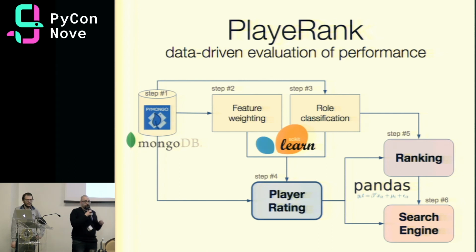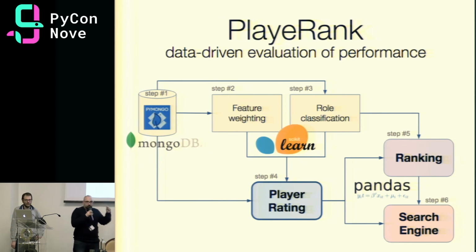The second important problem is role classification. We have to understand where a player played during a game. This is important because it's completely meaningless to compare a left back with a forward. They are expected to comply with different tasks.